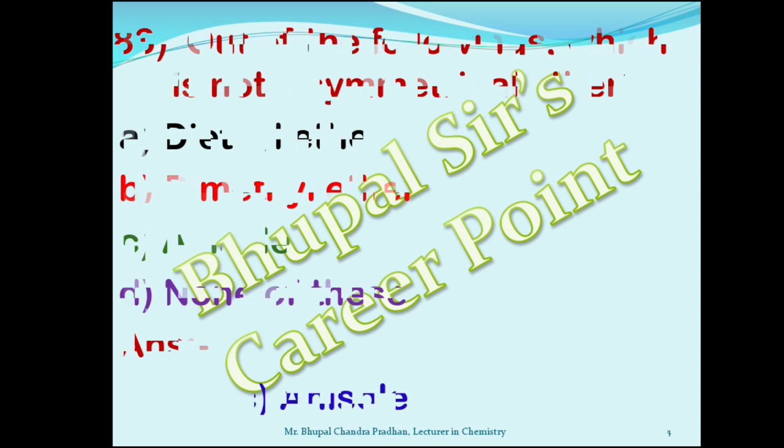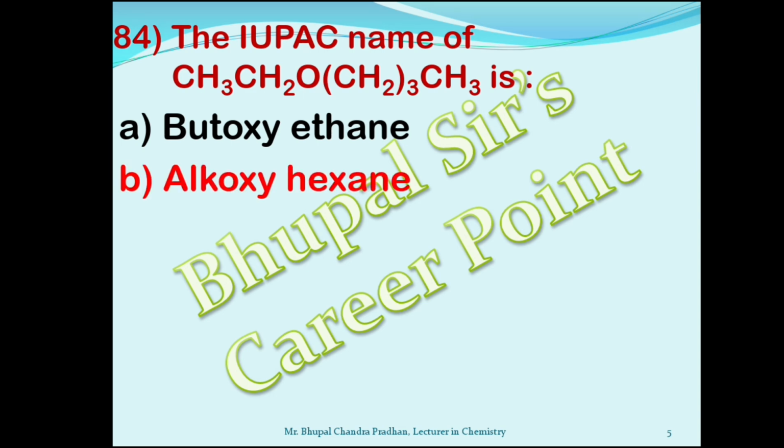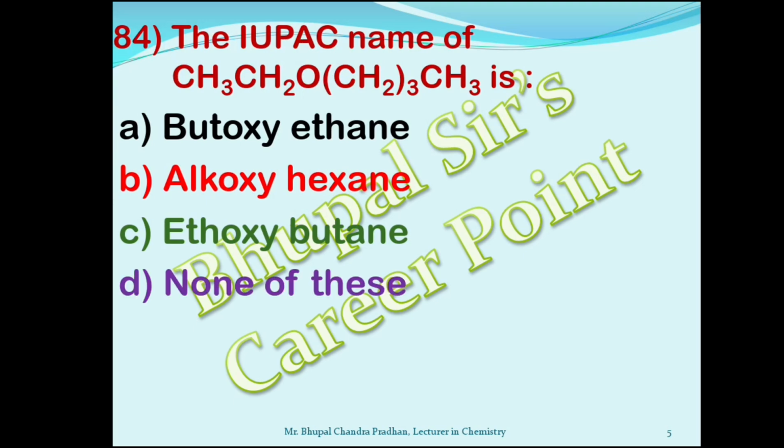Now let's come to the next question of the session, that is question number 84. The IUPAC name of CH3CH2O CH2 3 CH3 is: option A butoxyethane, option B alkoxyhexane, option C ethoxybutane, option D none of these. The students try to give the correct answer.